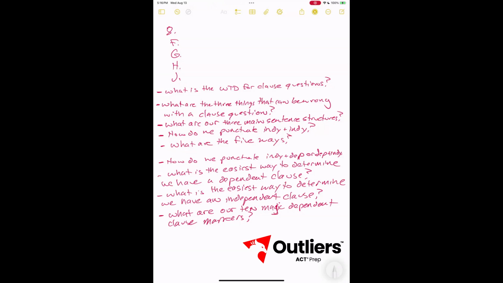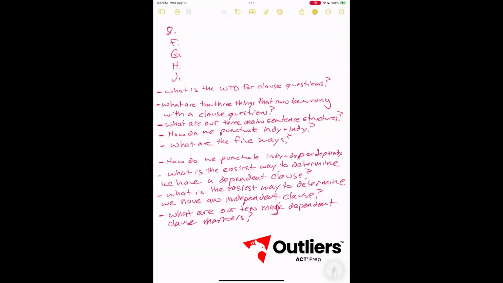How do we punctuate independent plus dependent or dependent plus independent? Comma always. What is the easiest way to determine we have a dependent clause? That it starts with a dependent clause marker. What is the easiest way to determine we have an independent clause? That it does not start with a dependent clause marker. Remember, we're retraining our brains away from asking ourselves, can it stand alone as a sentence, and towards just looking at the first word to see if it's a dependent clause marker.